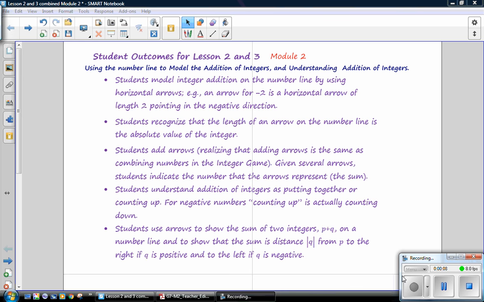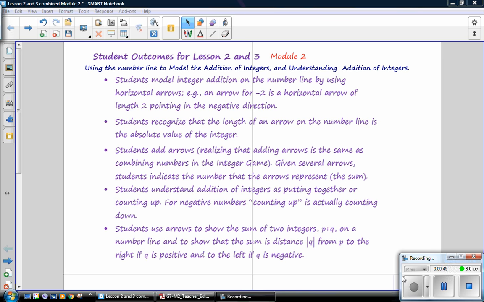Student outcomes for this lesson: using the number line to model the addition of integers and understanding addition of integers. Students model integer addition on the number line by using horizontal arrows. An arrow for -2 is a horizontal arrow of length 2 pointing in the negative direction. Students recognize that the length of an arrow on the number line is the absolute value of the integer. Students add arrows, realizing that adding arrows is the same as combining numbers in the integer game. Given several arrows, students indicate the number that the arrow represents, the sum.